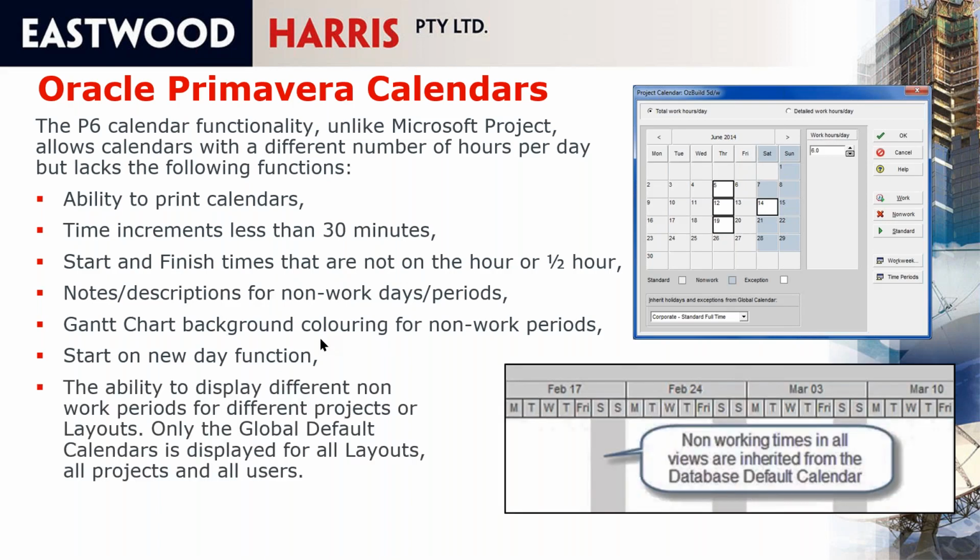And it doesn't have the ability to display non-work time using different calendars. So if you have a database with a few thousand projects, which all have different project calendars, you cannot show a different non-work time for different projects in the background. So there is only one calendar for the whole database to show the non-work time. And most companies tend to go for a 5-day a week and show the non-work time just as on Saturday and Sunday.